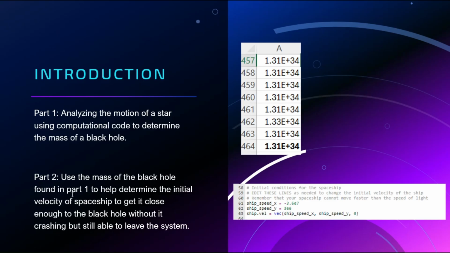The second part is using the mass of the black hole found in part 1, so this mass, to help determine the initial velocity of a spaceship to get it close enough to the black hole without it crashing, but still be able to leave the system. And this is a glimpse into what my answers were.